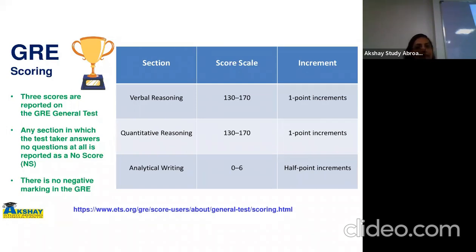Okay. Then there is the analytical writing assessment, and the score of the analytical writing assessment is awarded in grades. Okay. That is between 0 to 6. And this score is not included in either the verbal reasoning score or the quantitative reasoning score. It is awarded separately. Okay, you must have heard that you get to know your score immediately after you submit your test. Have you heard something like that?